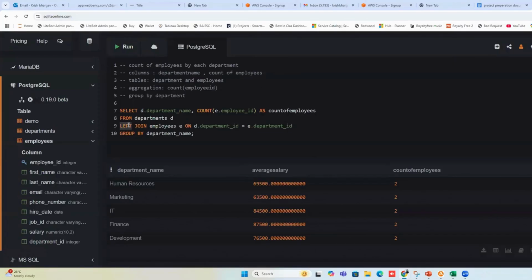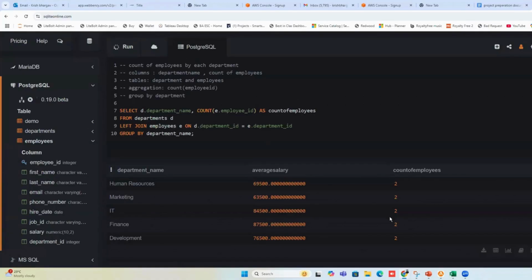That means I did a left join, saying I need all departments, even if there are no employees. So when I do a left join, will it give me all departments? Yes, even if the employees are 0. Now, if I do an inner join, will I get the support department? No, I won't get it. Why? Because there are no matching employees in the support table.